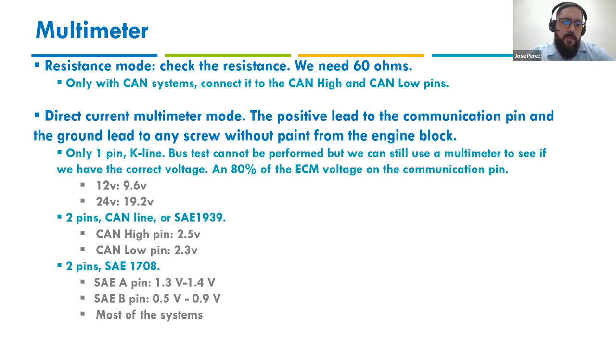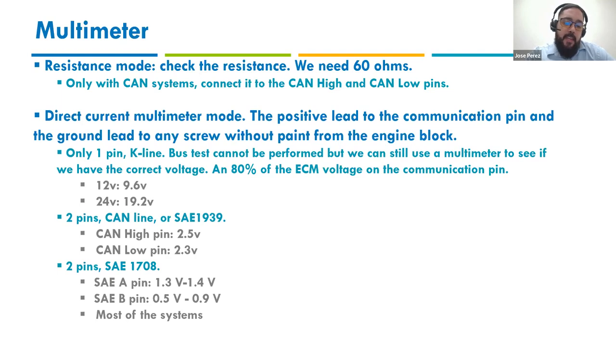Now, direct current multimeter mode. In this case, the positive lead goes to the communication pin and the ground lead to any screw without paint, so obviously ground, and that is where you would check your voltages. Are you getting your proper voltage to the K line, right? In this case, we're going to talk about the K line. The bus test cannot be performed, but we can still use a multimeter.